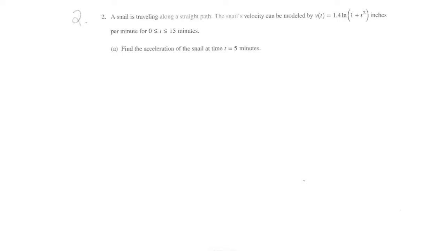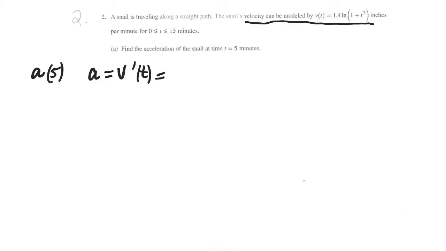This is the explanation of number 2 from the 2018 International Free Response Problems. In this problem, they give you the velocity of a snail, and they want the acceleration at time 5. Well, we know that acceleration is equal to the derivative of velocity, and so I can differentiate this one by hand. 1.4, the derivative of ln is 1 over the thing, d thing.